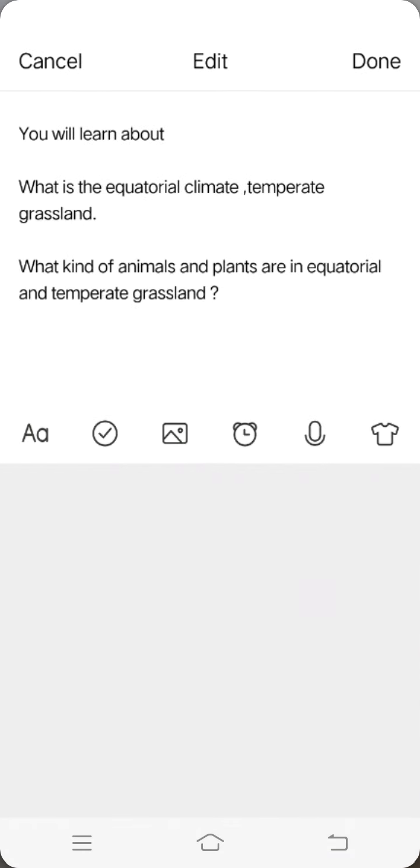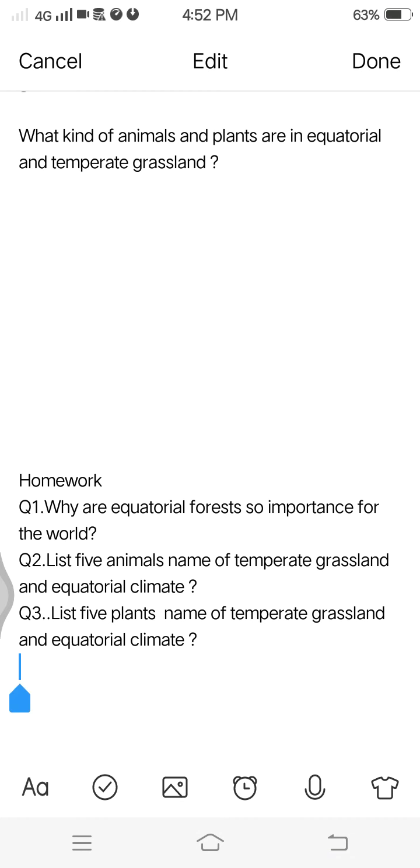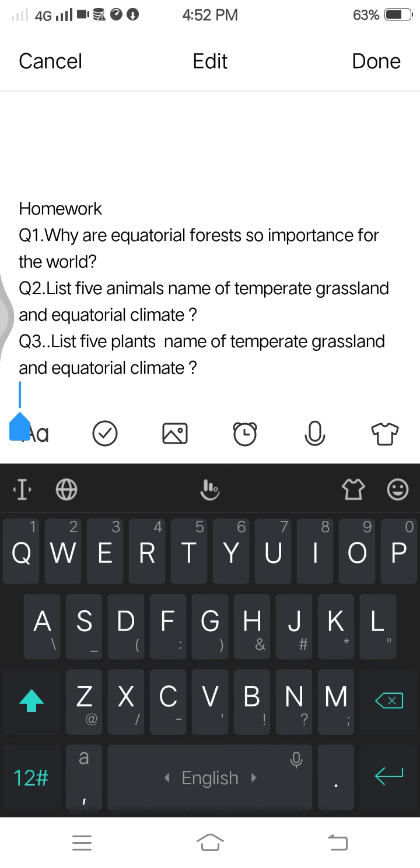Your homework is: why are equatorial forests so important for the world? We have already discussed the importance. Then list 5 animals of the temperate grassland and the equator, both. If you want more, you can do more. Then list 5 plants of the temperate grassland and the equatorial climate. For both, list at least 5 names. If you want, you can write more. Thank you so much for listening to me.